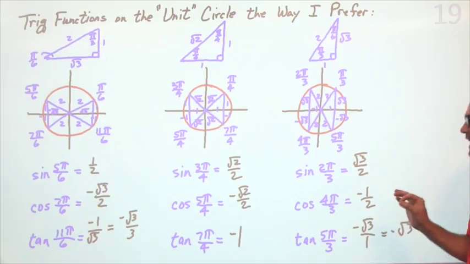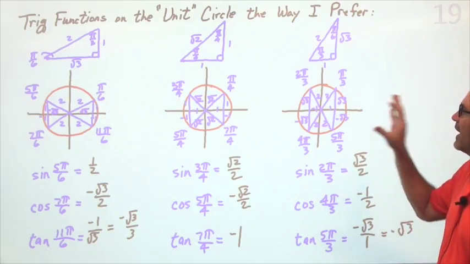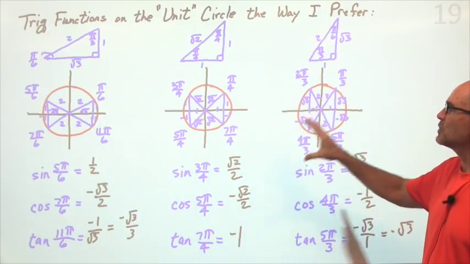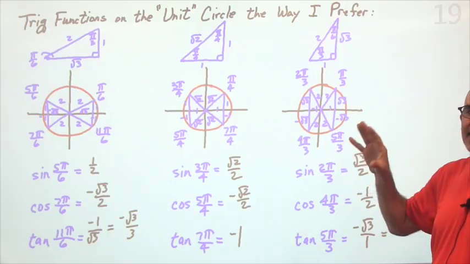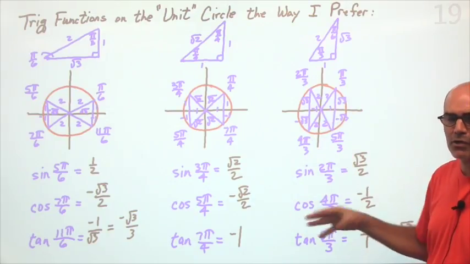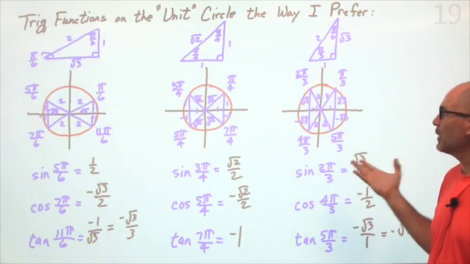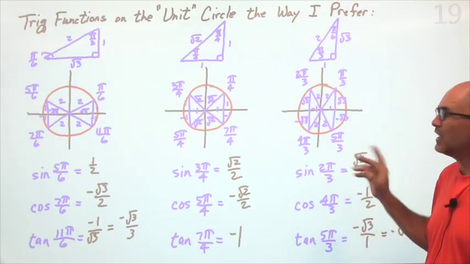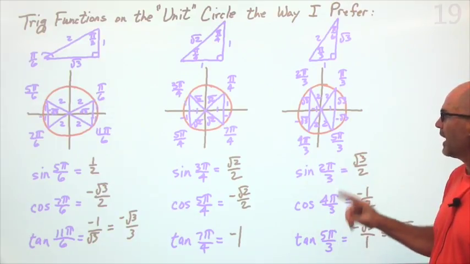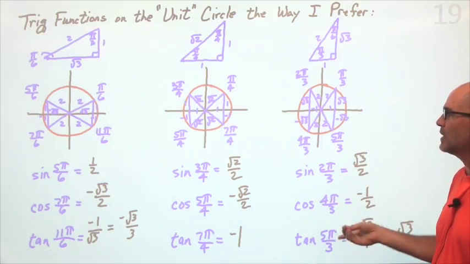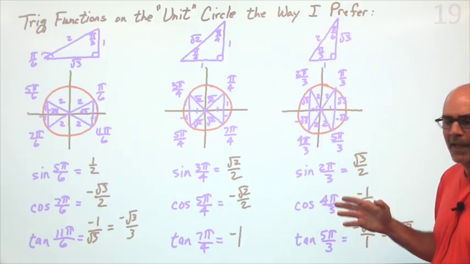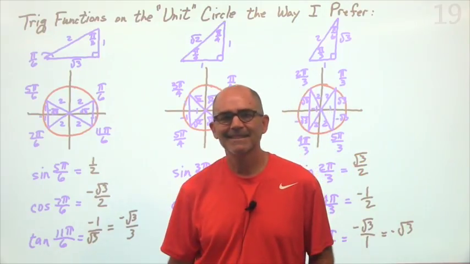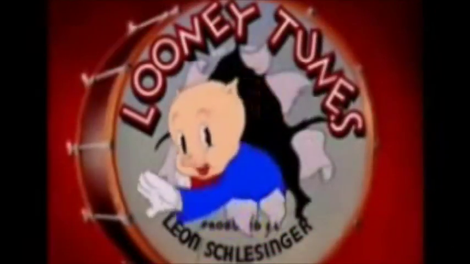So, the key thing is getting these triangles etched in your mind so that I could give you any special angle anywhere around the unit circle in radians, and you could tell me sine, cosine, tangent, secant, cosecant, cotangent of any of them. That's it. Have fun with these. That's all, folks.